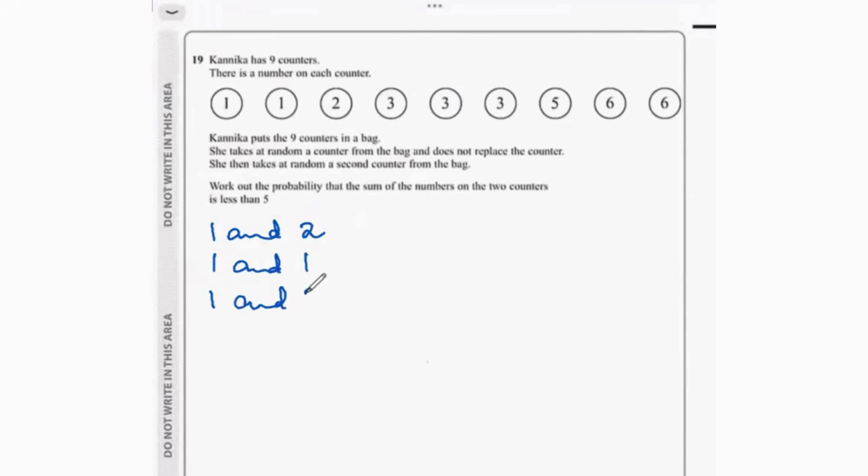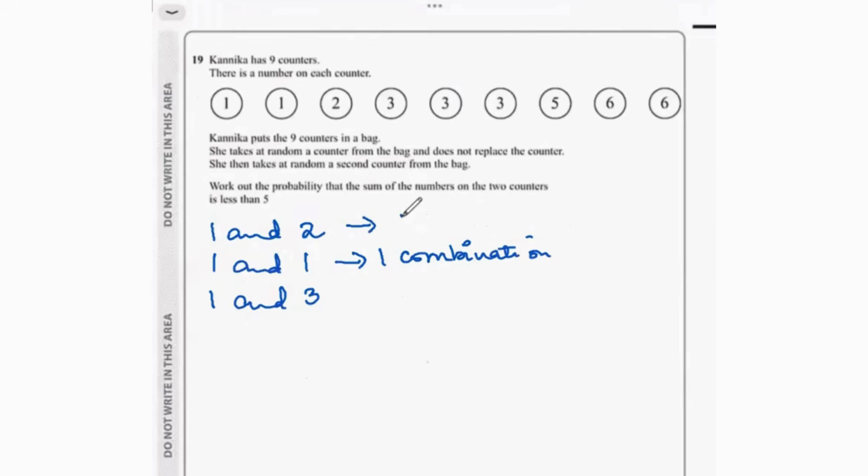1 and 3. And that's it. These are the only combinations you have. She can pick 1, 1. She can pick 1, 2, or she can pick 1, 3. Now, obviously, picking 1, 1 is just one combination because you're picking 1 and then you're picking 1. There's no different way of doing that.